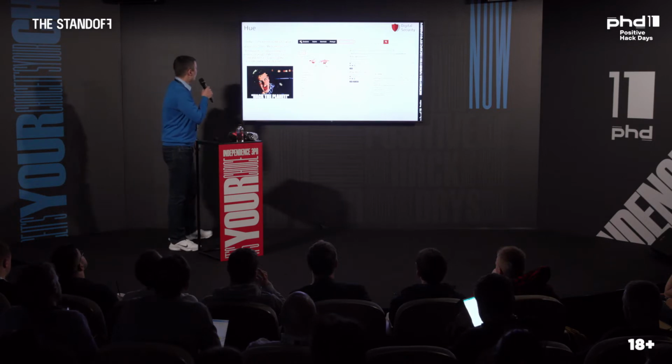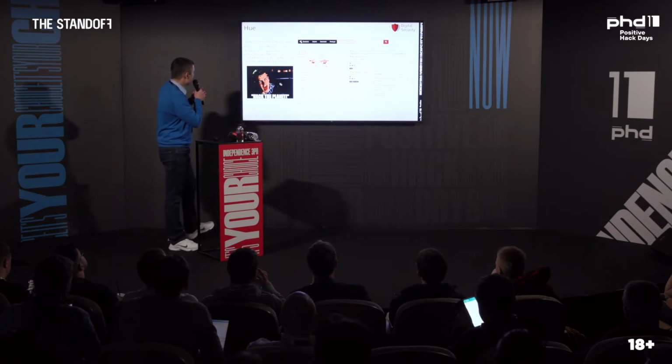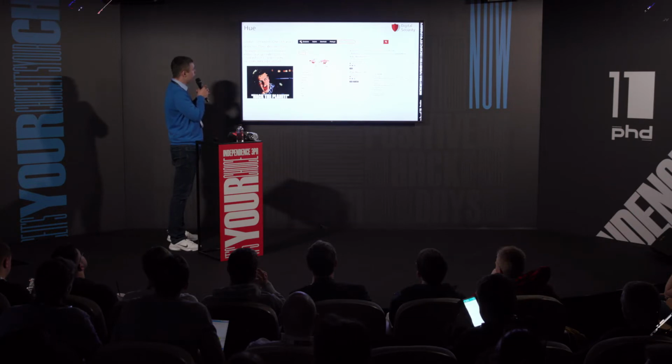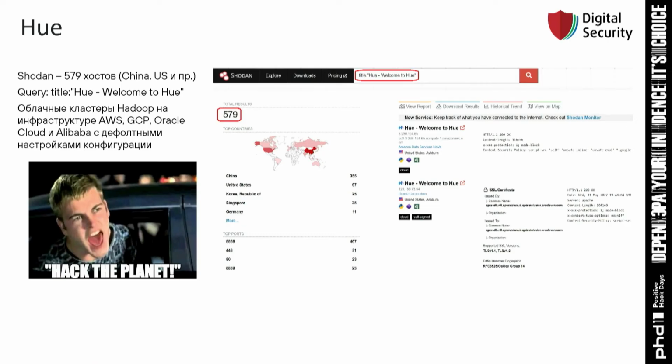As for Hue, according to the Shodan statistics, there are 579 hosts, in China and the United States mainly, that are searched very simply by the query title: Hue, welcome to Hue. They are launched in cloud providers: Alibaba, Amazon, Oracle, etc. They deploy Hue as part of the Hadoop component in the default configuration.